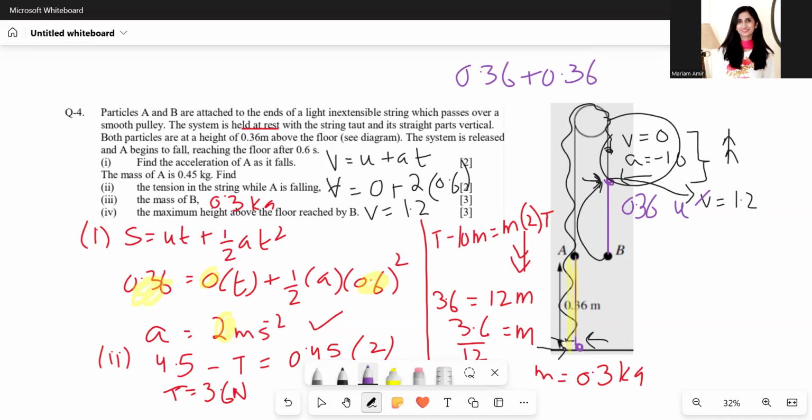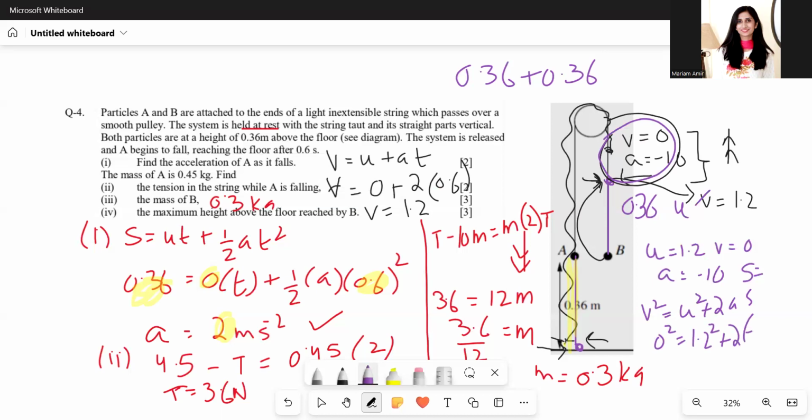So now we know that between this part, U is 1.2, V is 0, gravitational acceleration is -10. We have to find the distance covered. V squared equals U squared plus 2AS. 0 squared equals 1.2 squared plus 2 times minus 10 times S. This gives the value of S as 0.072.